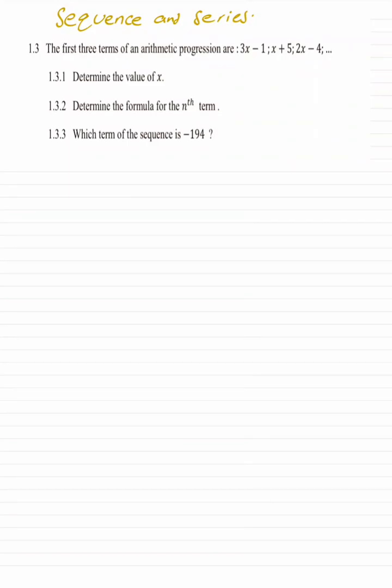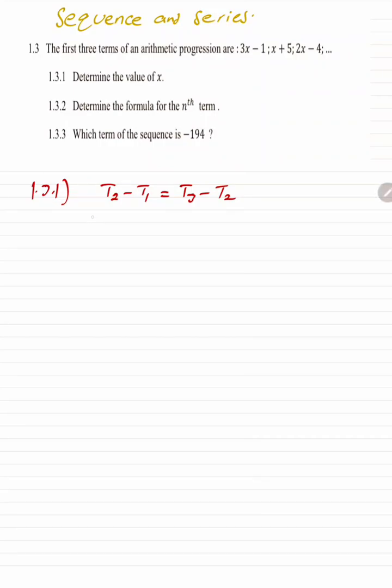answering question 1.3.1, of which we are looking for x, we have to say T2 minus T1 should equal T3 minus T2. The reason for doing this is that we are told that it's an arithmetic progression, and we know these terms that we have here. So let us substitute.